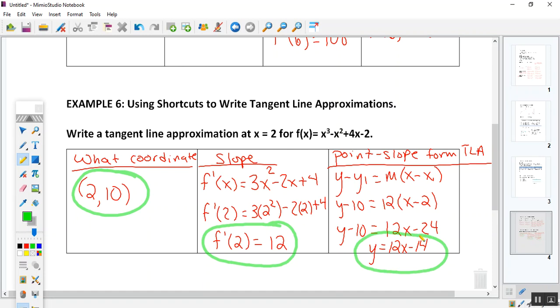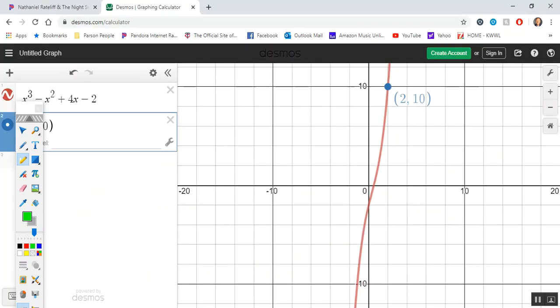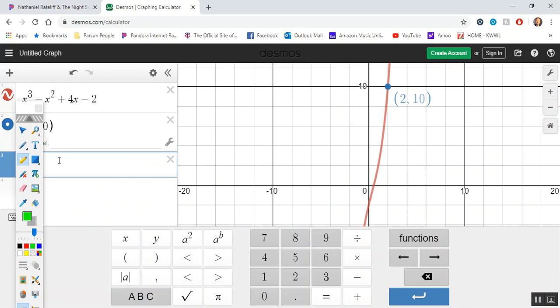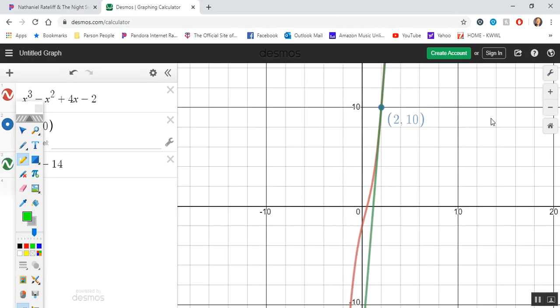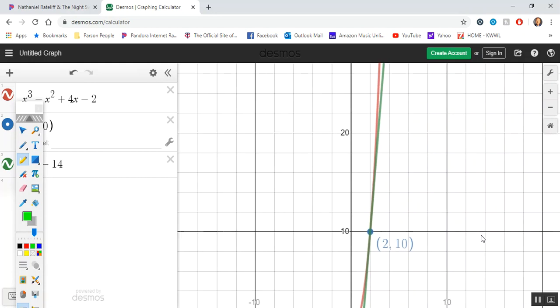So let's check graphically to see if that matches what we think we're doing. I'm going to type in here 12x minus 14. What do you think, guys? Does it look like it might be a line of tangency for that? Running closer and closer and closer, and now it's starting to pull away again, isn't it?